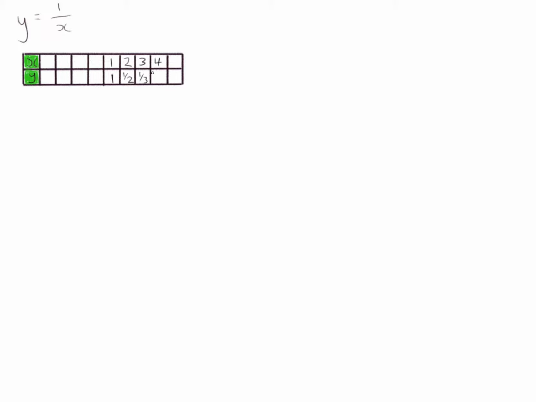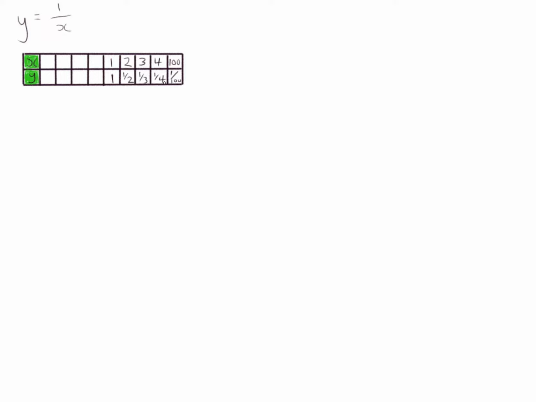Likewise for 4, we get 1/4. And let's skip a few. Let's say we went to 100. 1 over 100 is 1/100th. So we can see that as we increase our values of x, our y values get smaller. But not negative, just smaller positive values. Let's keep positive x values now and work our way towards 0.